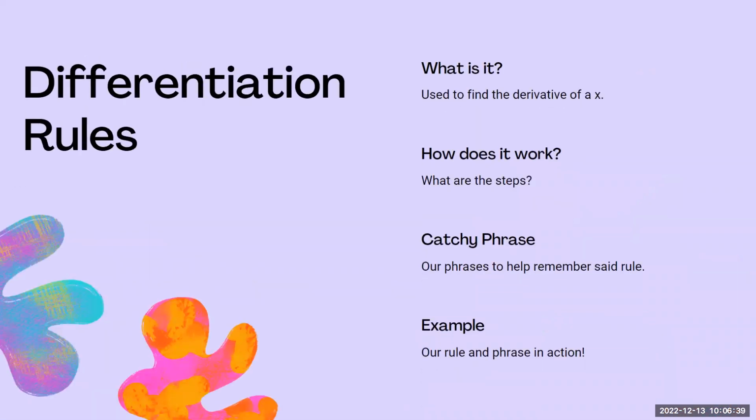This is how we formatted our slides. We are going to be talking about what the rule is, how it is used to find a derivative of an x, how it works, what the steps are in the different rules, what our catchy phrase is, and using our catchy phrase and the rule in an example we created. Now I'm going to be passing it on to my classmate, Brother Jordan.